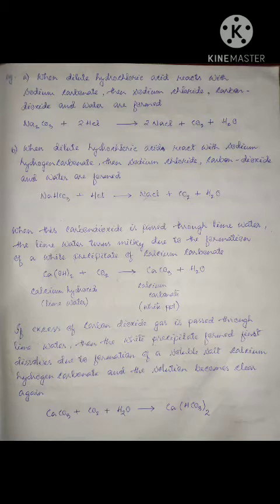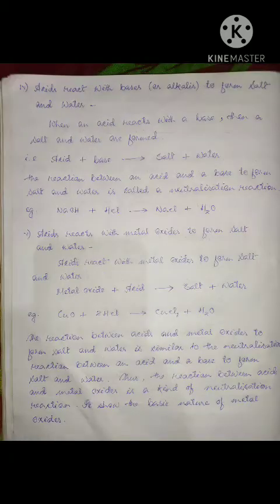If excess carbon dioxide gas passes through lime water, then the white precipitate formed first dissolves due to the formation of a soluble salt, calcium hydrogen carbonate, and the solution becomes clear again. We write it: the equation is CaCO3 plus CO2 plus H2O to form Ca(HCO3)2. The fourth property is acids react with bases or alkalis to form salt and water.